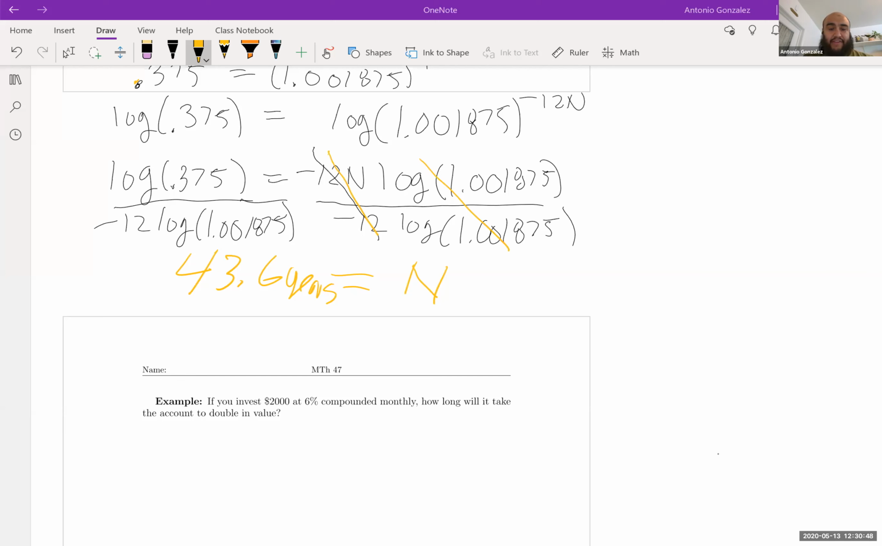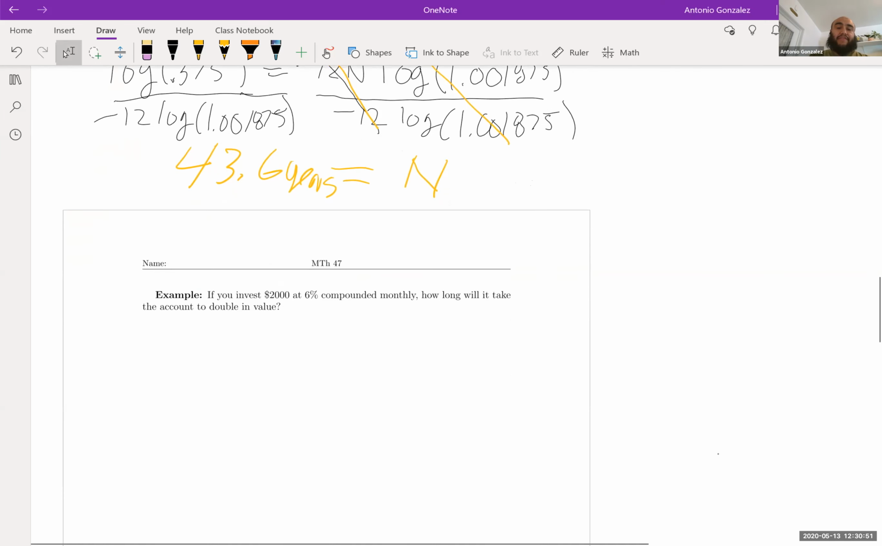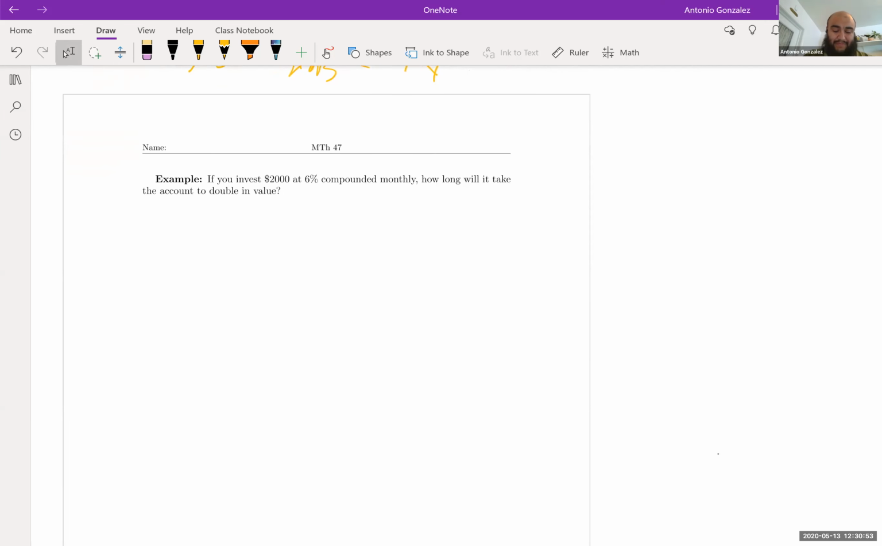All right, so let's take a look at this next one here. If you invest $2,000 at 6% compounded monthly, how long will it take the account to double in value? Okay, so again, one of those how long it will take for something to happen, right? So it looks like we're going to be solving for n, so we're going to be needing a logarithm to do this.